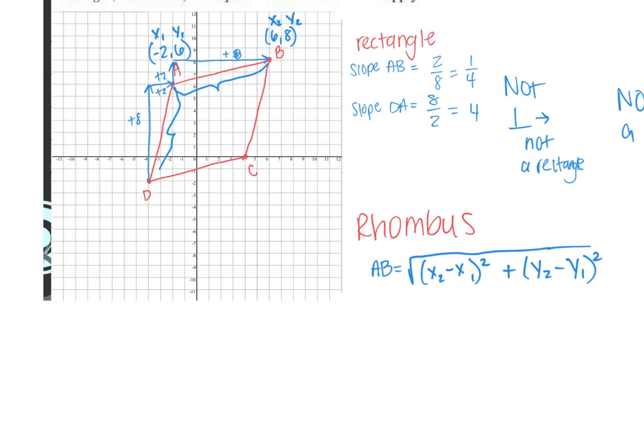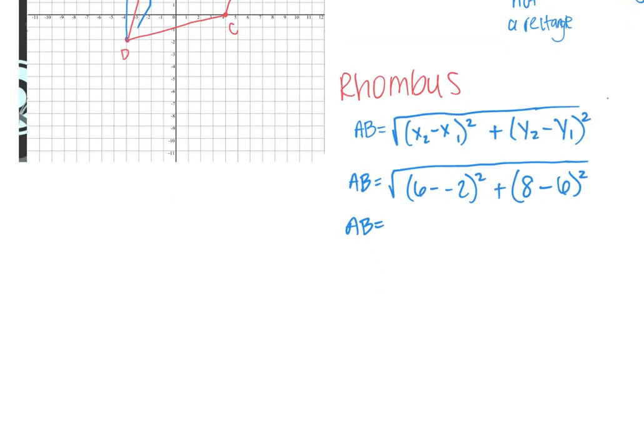So we're going to get the distance of AB is equal to the square root of x2, which is 6, minus x1, which is -2, squared. You guys with me? Plus y2, which is 8, minus y1, which is 6, squared. Now the square root, what's 6 minus -2? 8. It's 8 squared. And then 8 minus 6? 2 squared.